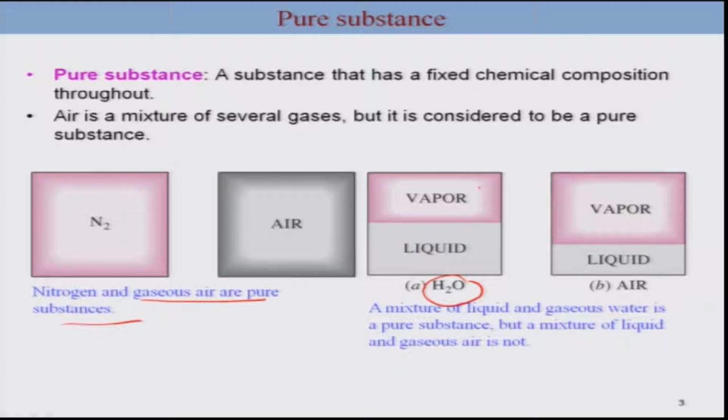Water again, even though there are two phases, vapor and liquid, is still considered a pure substance because it has uniform composition. On the other hand, if you consider air in liquid and vapor, it is not a pure substance, because the vapor composition would be different from the liquid composition because of the different species involved in air. Thus this system is not a pure system. A uniform composition of air gas would be a pure system.